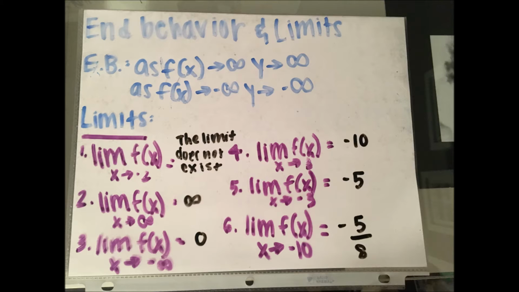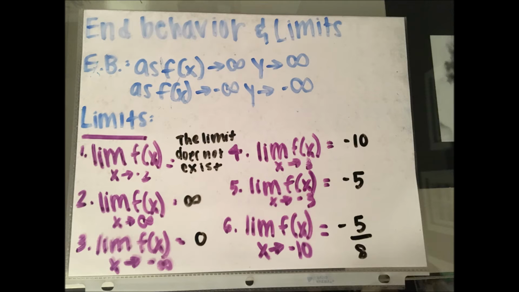So the last part of this video is on the end behavior and the limits. The end behavior just looks at what's happening as your x values are getting closer and closer to infinity, and as your x values are getting closer and closer to negative infinity. For this graph, as the x values are getting closer to infinity, the y values are getting closer to infinity, and as the x values are getting closer to negative infinity, the y values are getting closer to negative infinity.